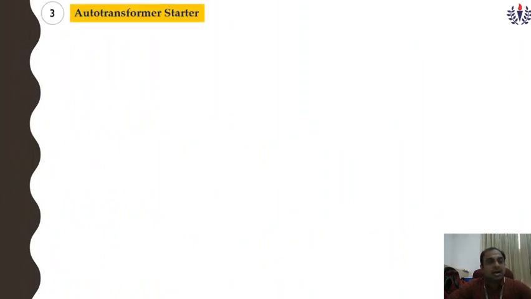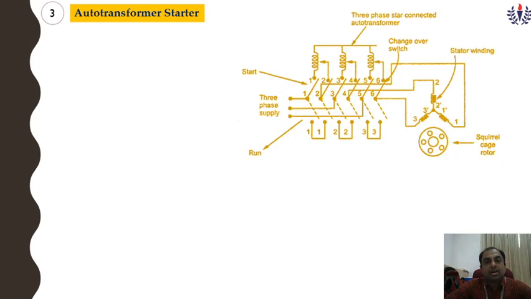Next one, third, auto transformer starter. A three-phase star connected auto transformer can be used to reduce the voltage applied to the stator. Such a starter is known as an auto transformer starter. Here in the auto transformer we have to give the three-phase line R, Y, B. There are two positions, one is start, another one is run position.